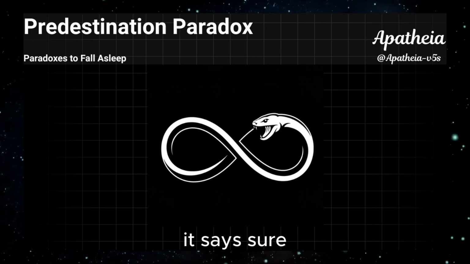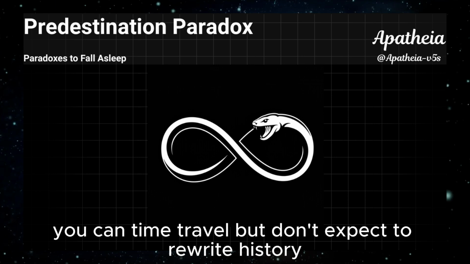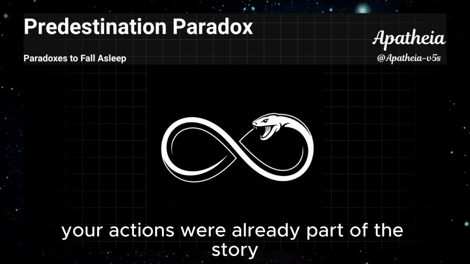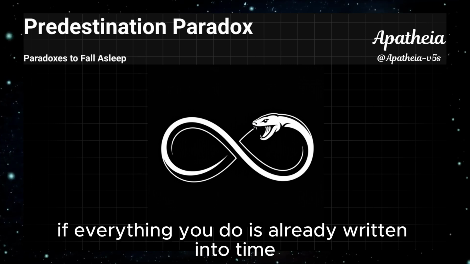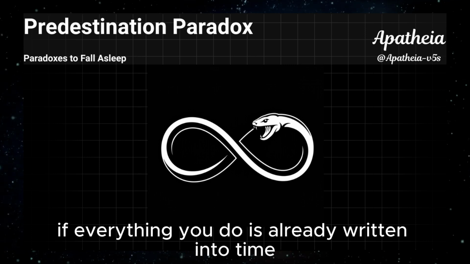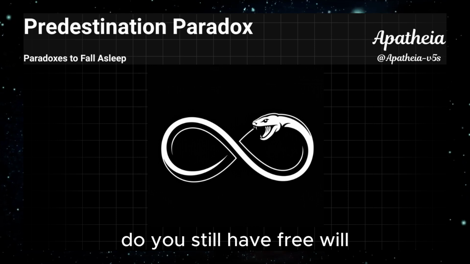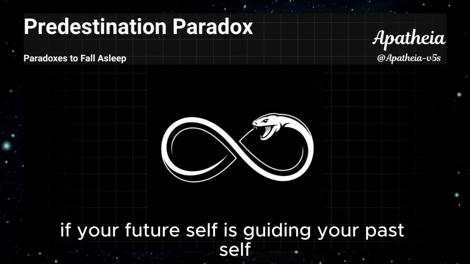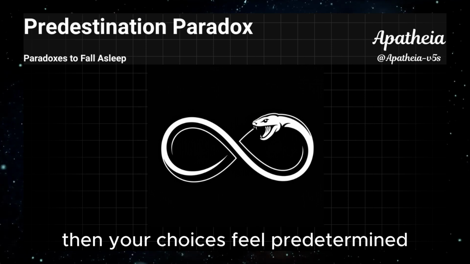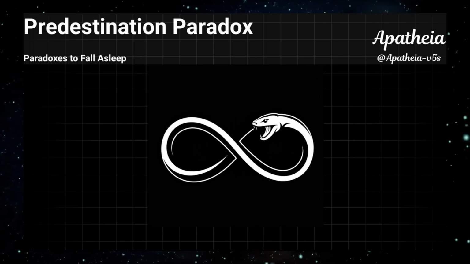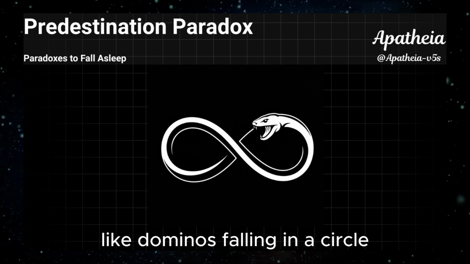It says, sure, you can time travel, but don't expect to rewrite history. Your actions were already part of the story. But here's where it gets really strange. If everything you do is already written into time, do you still have free will? If your future self is guiding your past self and your past self becomes your future self, then your choices feel predetermined, like dominoes falling in a circle.